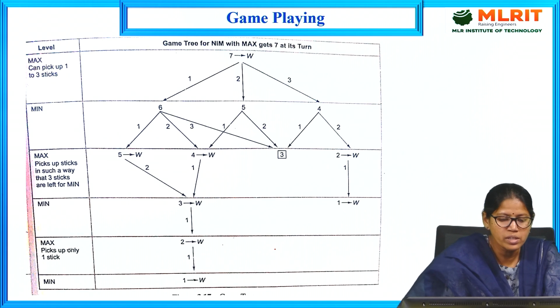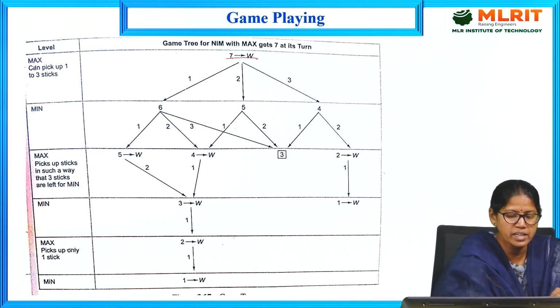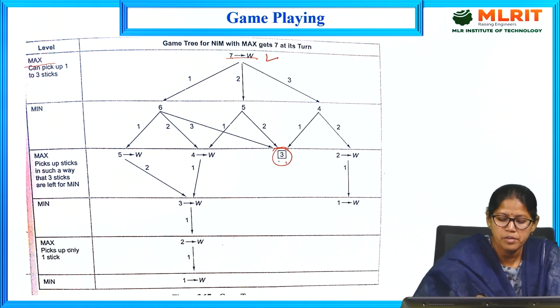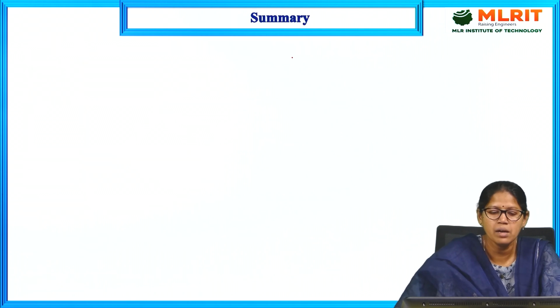Next, the fourth one: 7 matchsticks at a max level. Here, except 3. If you take 3, then it is a loss. If you avoid this 3, then max wins the game.